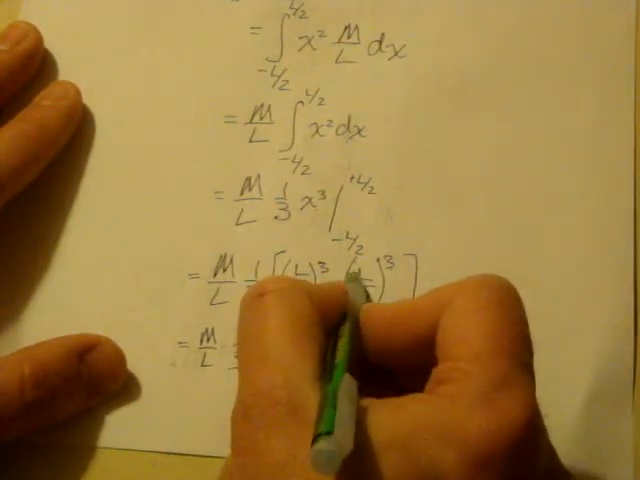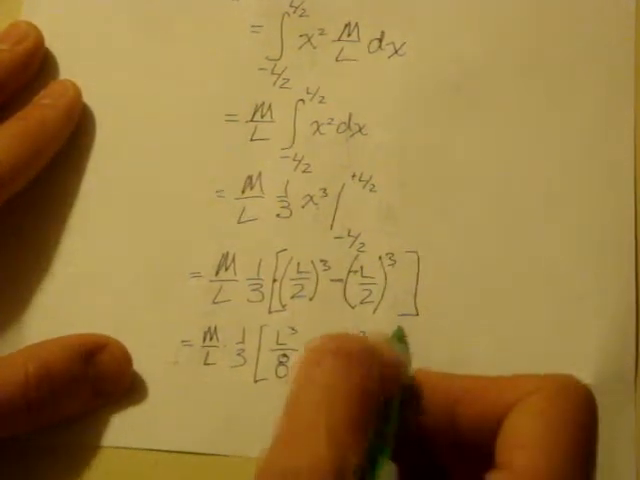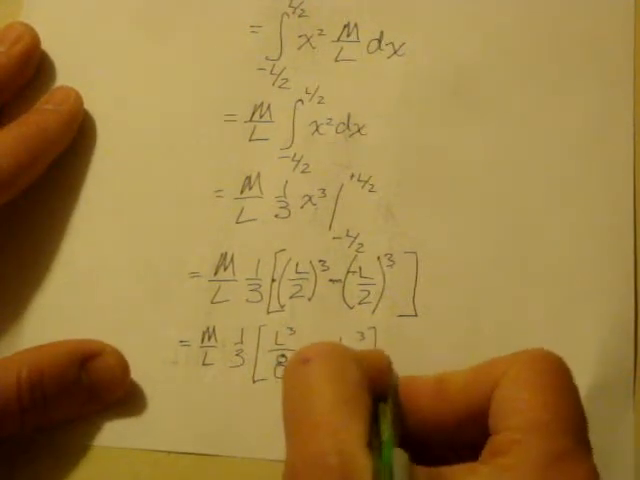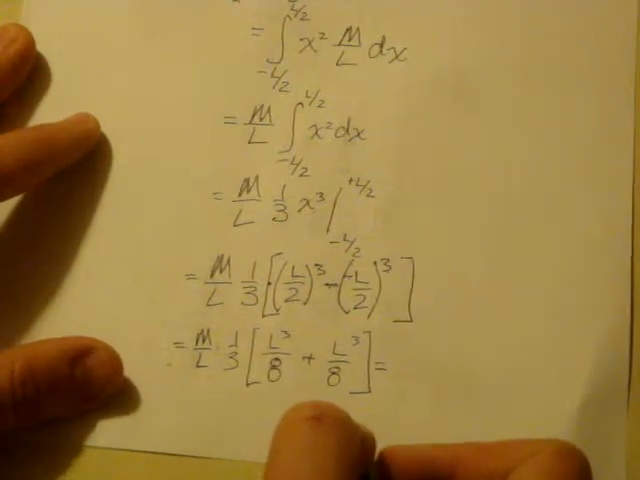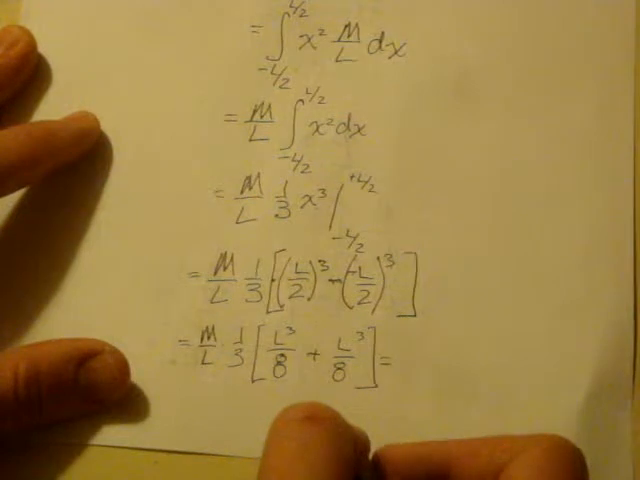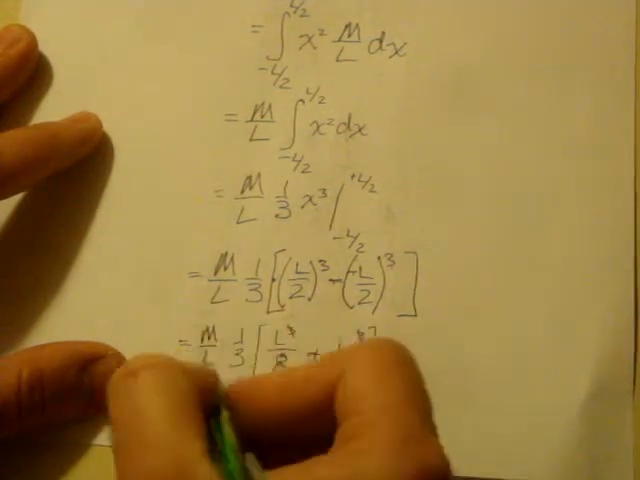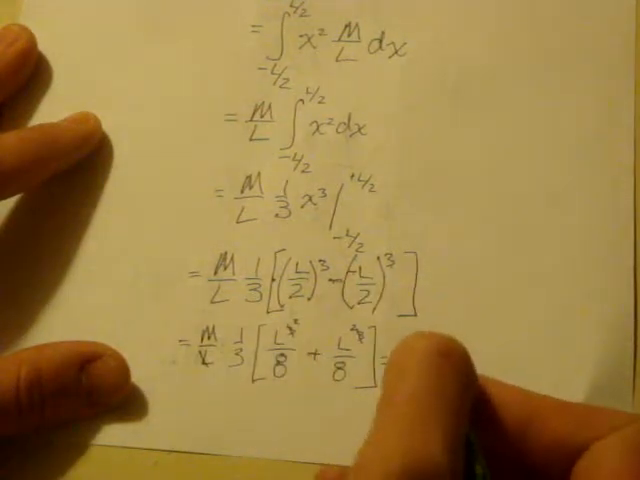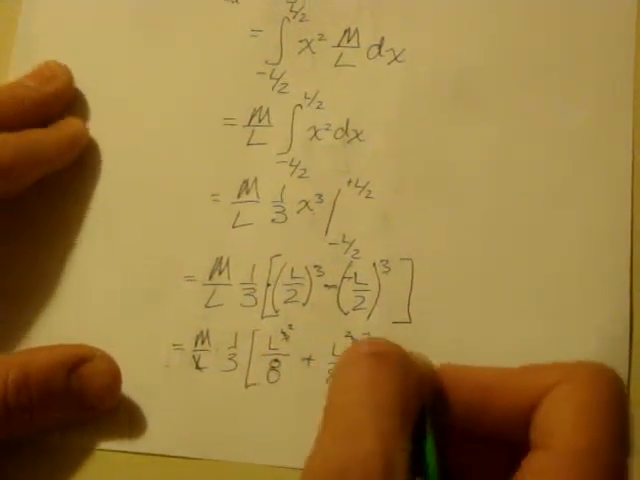Because this minus sign is minus 1 to the third power, which gives us still a minus 1, times minus 1 gives us 1. And when we multiply this out, we get L squared. This is L squared, and, oh, I see, something was screwy here.